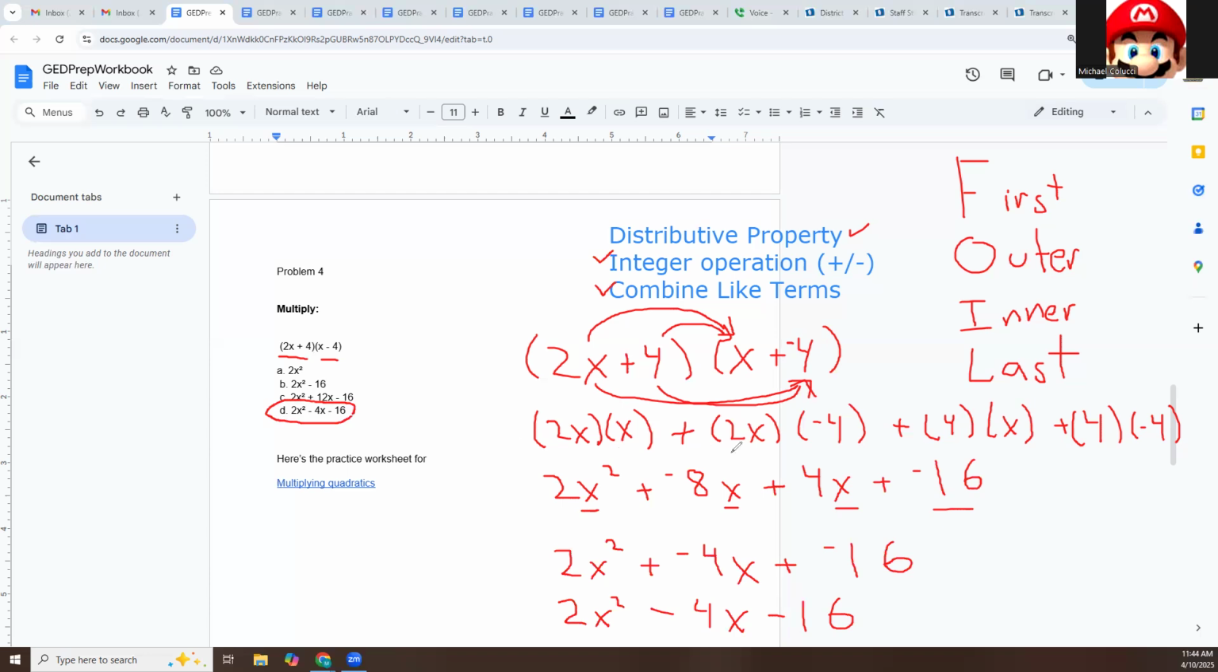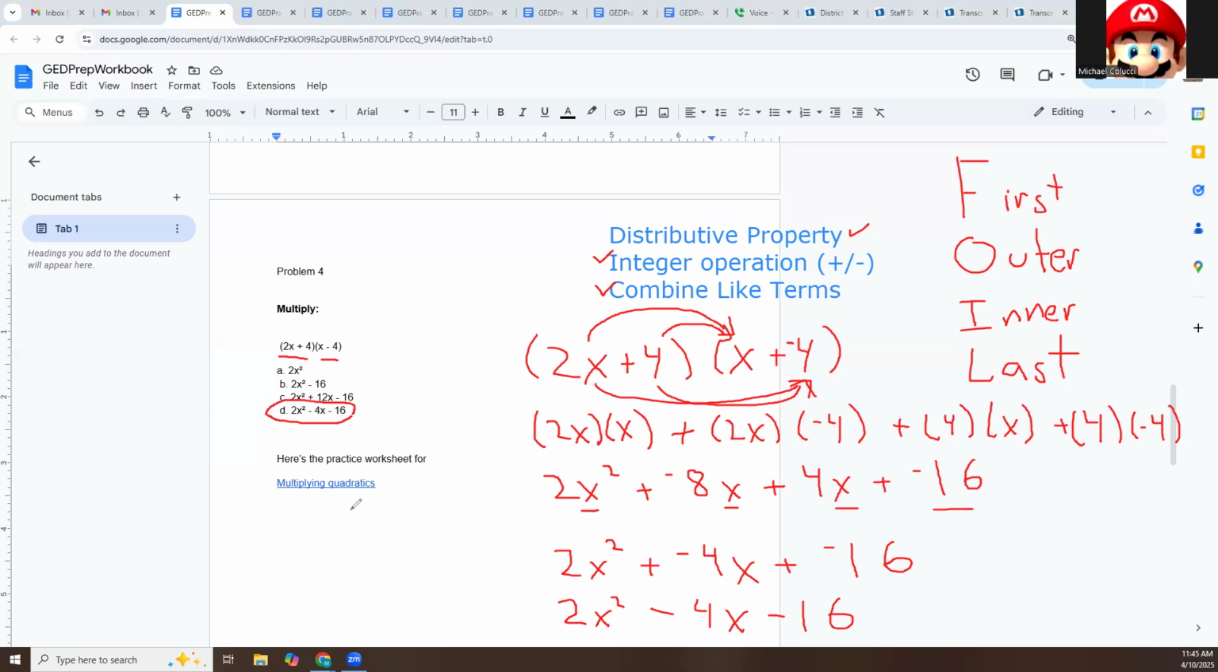Okay, that might seem like a lot. And I know I'm all about the cheat codes with this GED stuff. This is your cheat code. Please learn this technique. There's the multiplying quadratics worksheet right here. You'll have plenty of time to practice. Go over them and go over them and go over them.